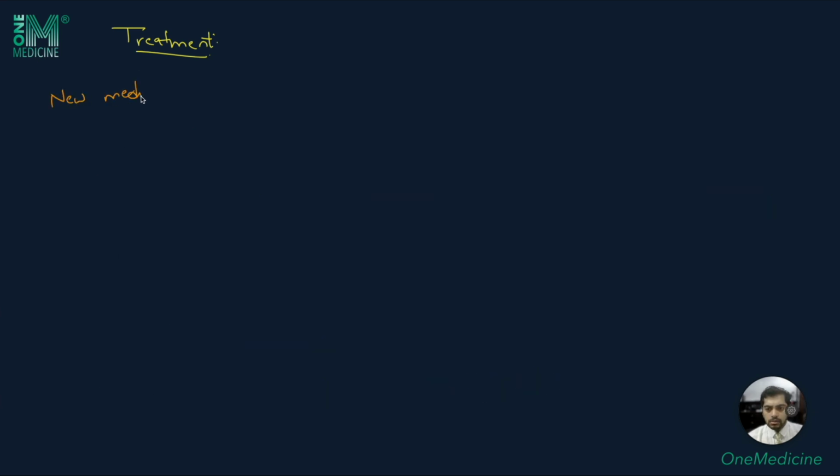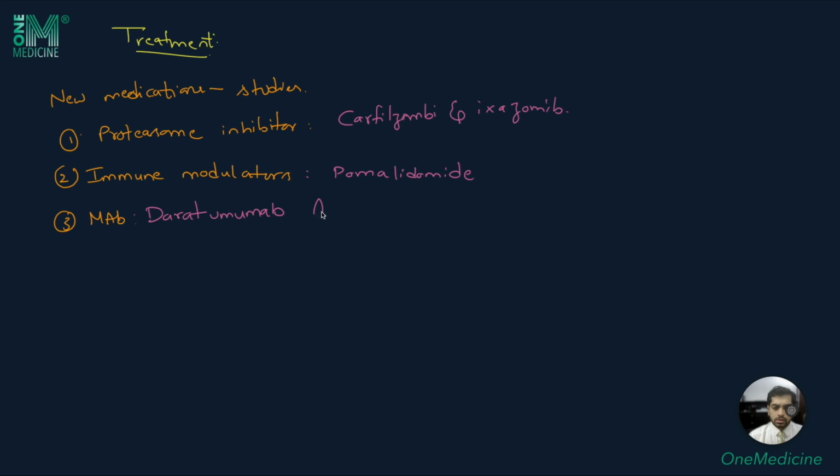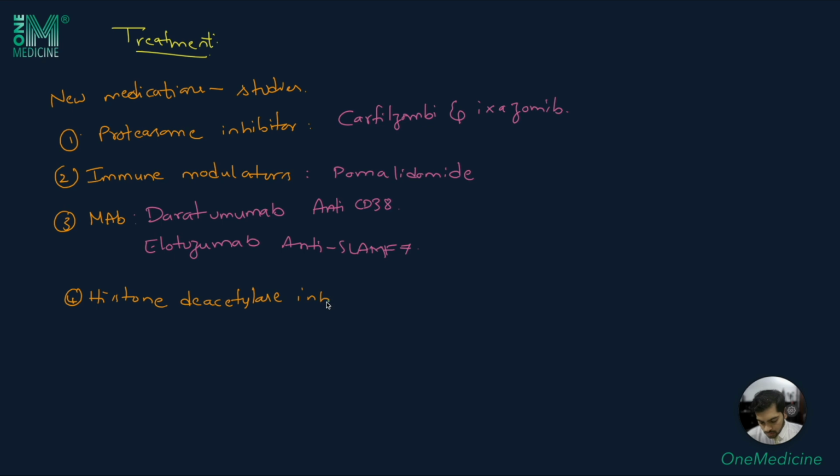There are new medications which are being studied. These include proteasome inhibitors such as carfilzomib and ixazomib, immune modulators such as pomalidomide, monoclonal antibodies daratumumab, which is anti-CD38, and elotuzumab, which is anti-SLAMF7, histone deacetylase inhibitors, panobinostat. All of these are in stage of clinical trials.